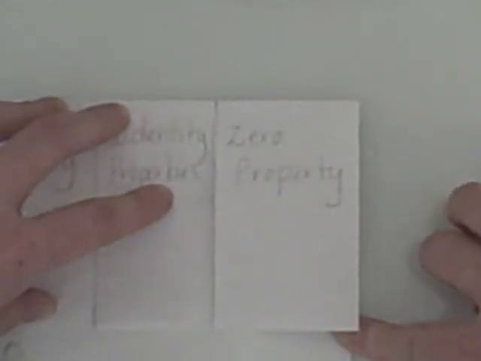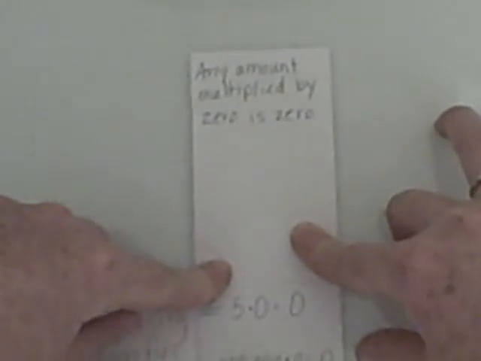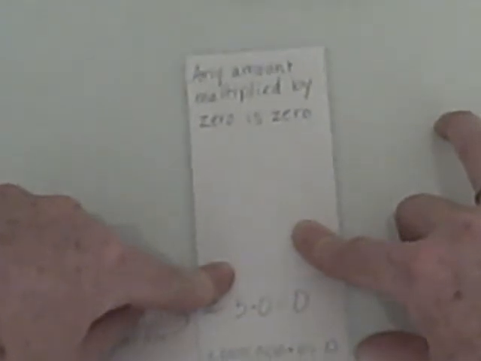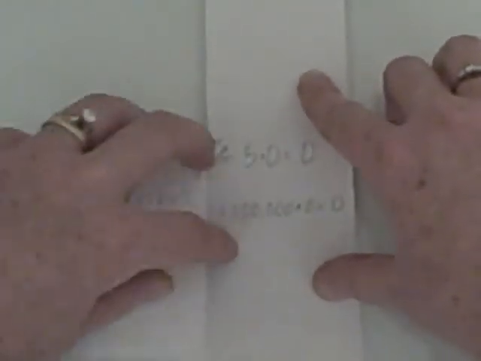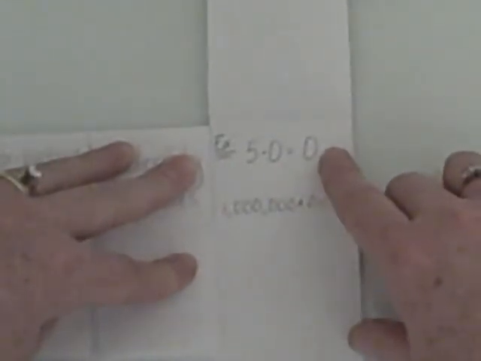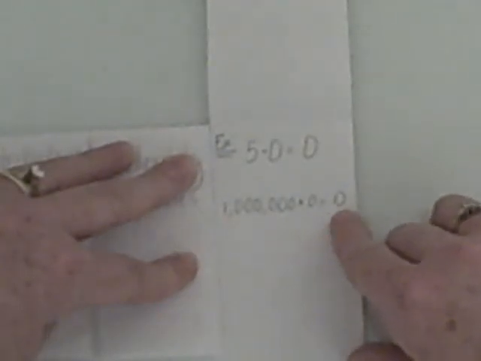The final property that we're going to be discussing and putting on our foldable is the zero property. And the zero property deals with multiplication. This time, instead of getting the answer itself, what you want to get is the number 0. And if you use the zero property, any amount multiplied by 0 is 0. Here I have multiplied 5 times 0 to get 0. And then 1 million times 0 also gives me 0.